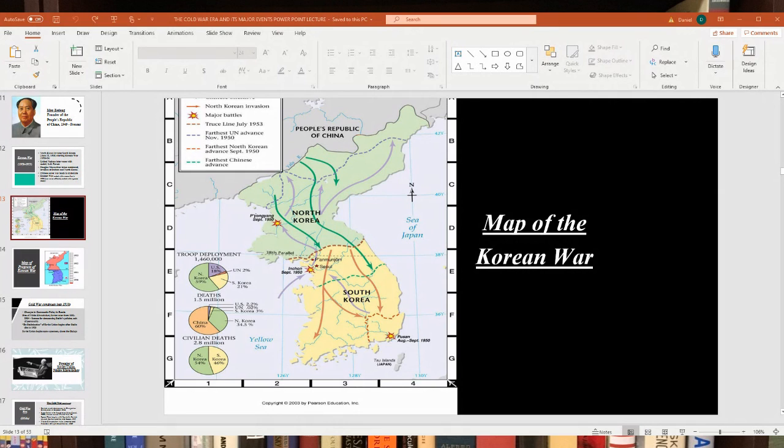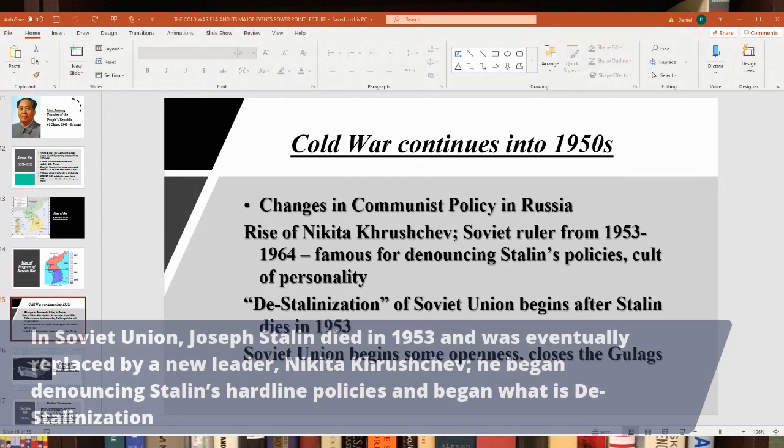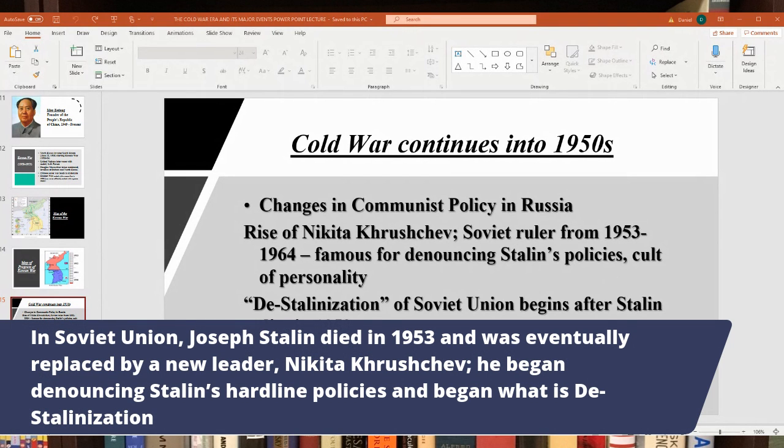I need to talk about some of the other things that happened in the Cold War as well. So we need to get moving on more towards the late 50s and into the 60s. One of the next things that happens is that Stalin died in 1953. And they had a new leader that came in named Nikita Khrushchev. He came in and took over the Soviet Union.